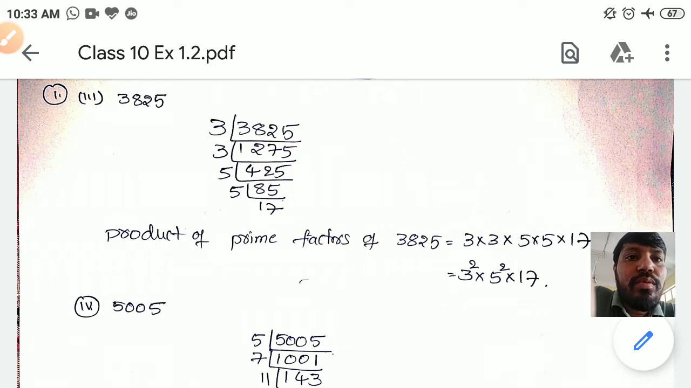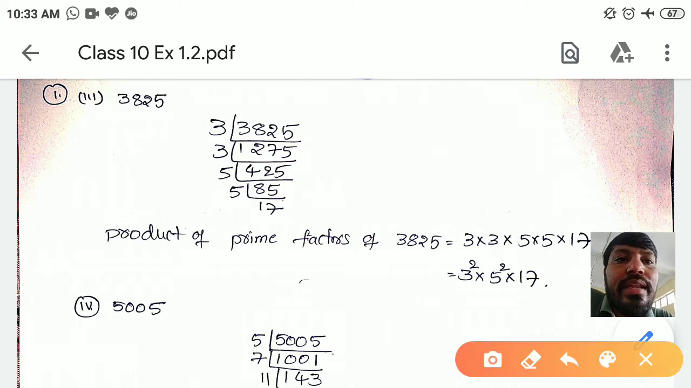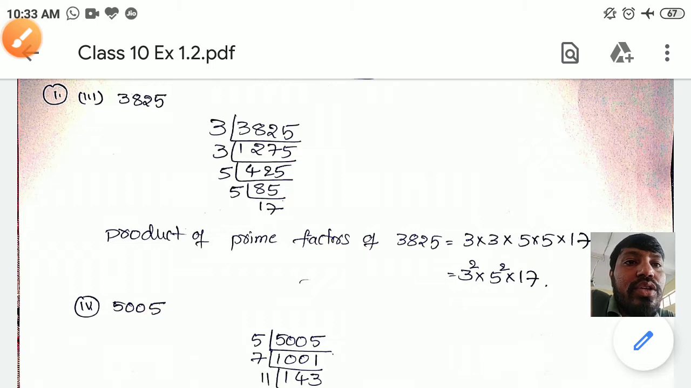It is divisible by 3. 3 ones are 3, and here 8 is divisible by 3 two times; 3 twos are 6, and 2 will be left over. If you get confused, you can write a small 2 here, and 2 and 2 will become 22. 3 sevens are 21, and 1 will be left over. If you feel it is difficult to do it like this, simply divide 3825 by 3. You will get 1275.